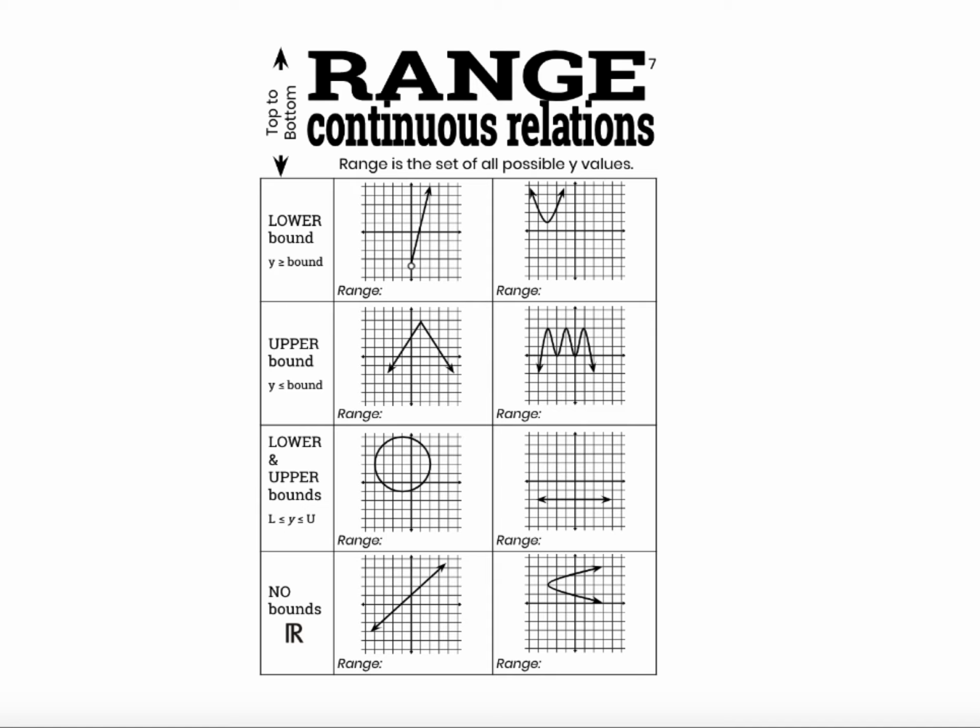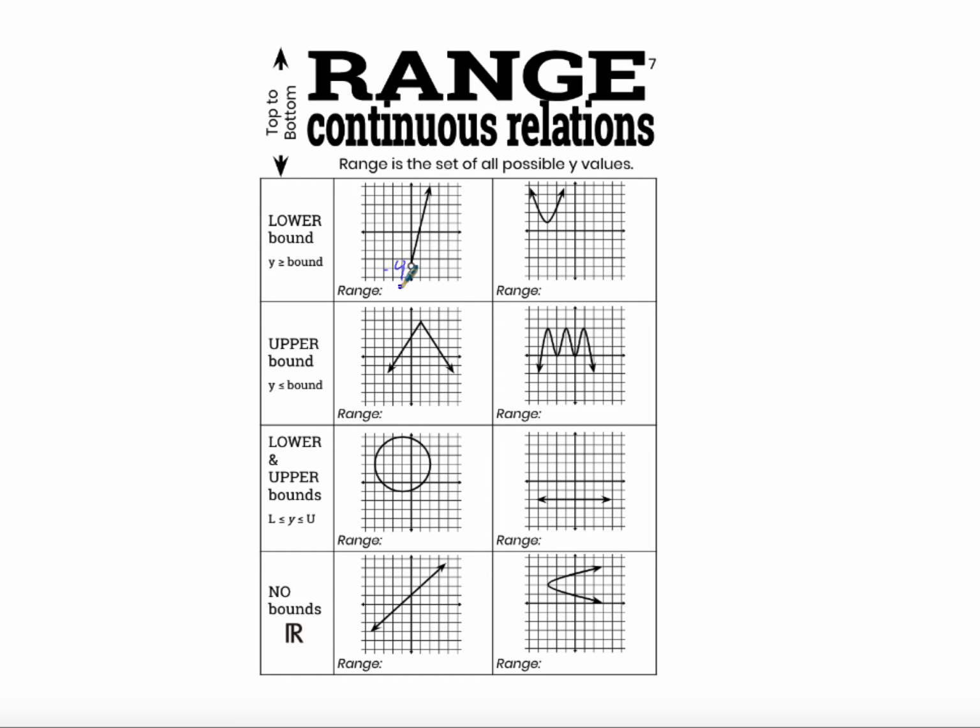On page 7 of our Unit 4 notes, we are looking at the range of continuous relations. Now, rather than looking at what are the possible x values, left and right, we are looking at what are the possible y values, up and down. For these first two examples, we have a lower bound, a minimum y. So the minimum y here is negative 4.